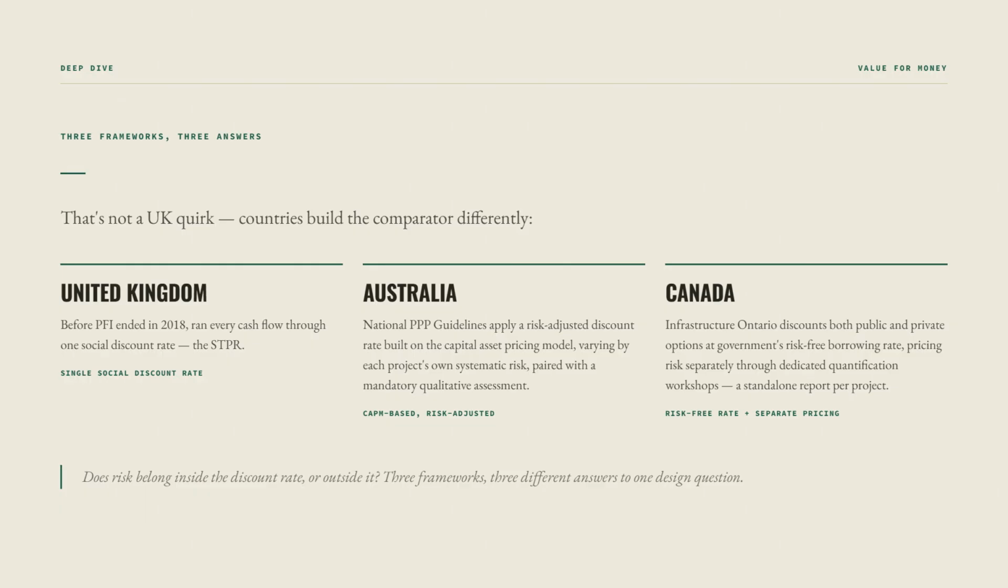a mandatory qualitative assessment. Canada's Infrastructure Ontario goes a third way, discounting both public and private options at government's risk-free borrowing rate, and pricing risk entirely separately through dedicated quantification workshops, publishing a standalone report per project. 3 frameworks, 3 different answers to one design question. Does risk belong inside the discount rate or outside it?